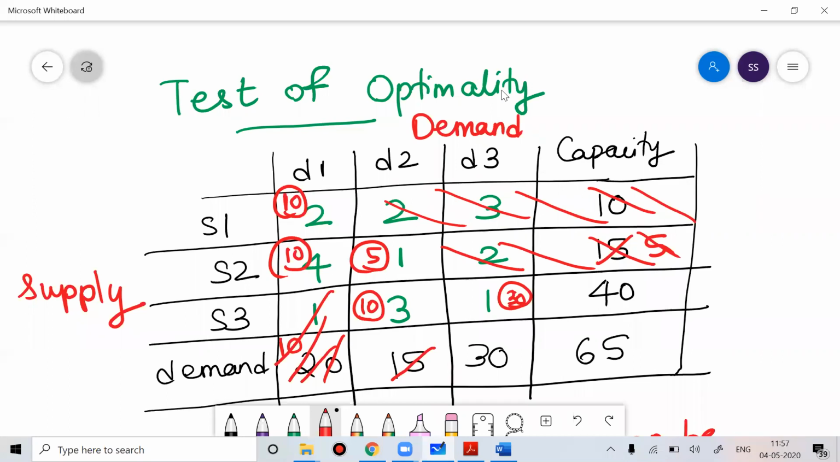125 would be the total value, Shruti. 20 plus 40, 60, 60 plus 5, 65, 65 plus 30, 95, 95 plus 30, 125, you will get the total cost. So this is the initial basic solution we got. This is not yet the optimal solution. Now we need to see whether this is optimal or not.